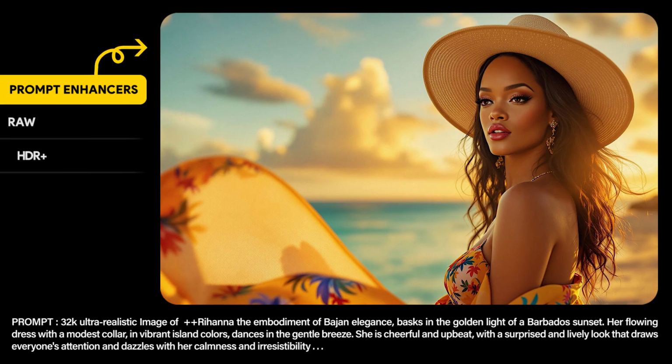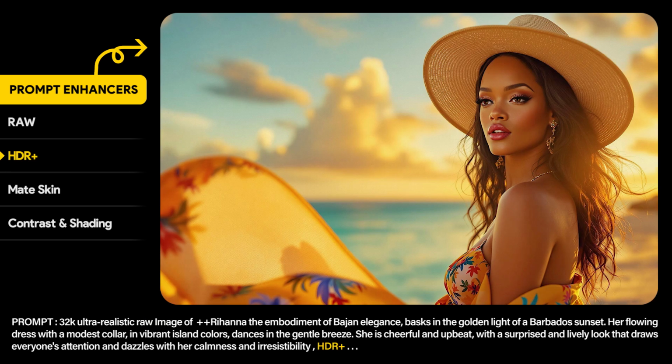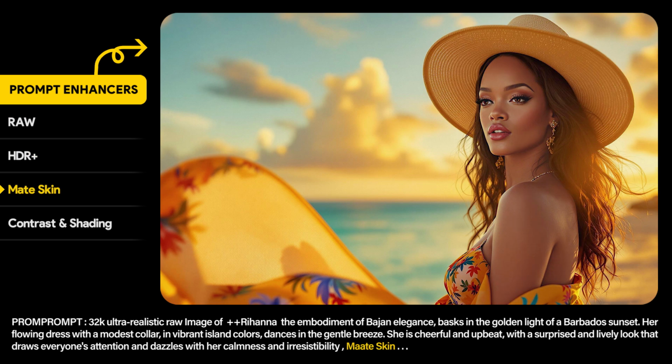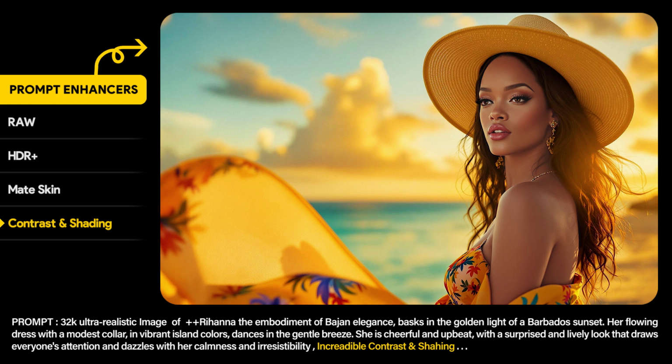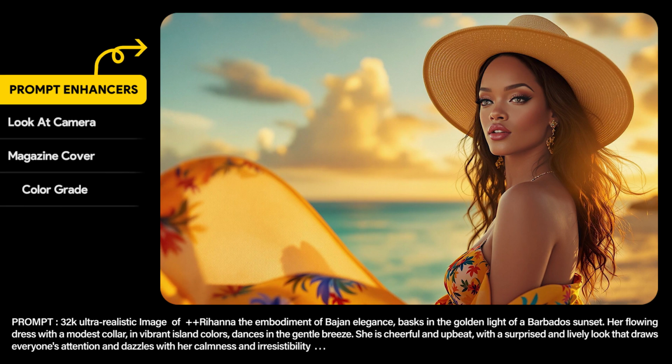Now let's talk about lighting. Using raw image can give it a more natural and everyday look, while HDR Plus can be used for more alive and high dynamic range images. If you need matte skin, you can ask for it, and for boldening image details, you can use incredible contrast and shading. And finally, I want to introduce some individual game-changing prompt enhancers.